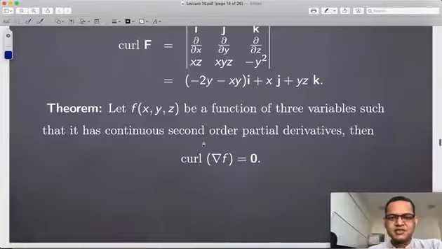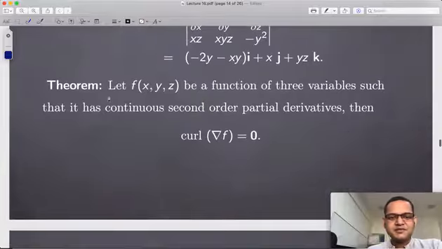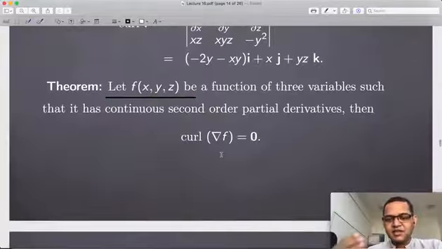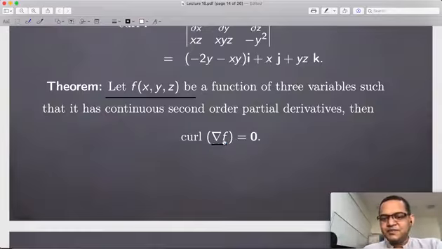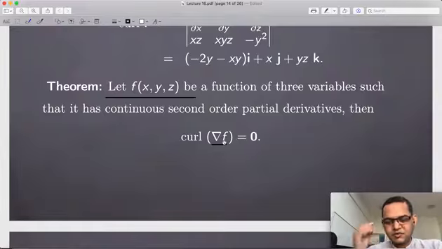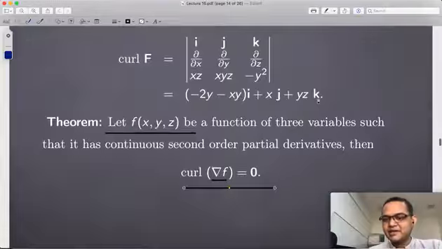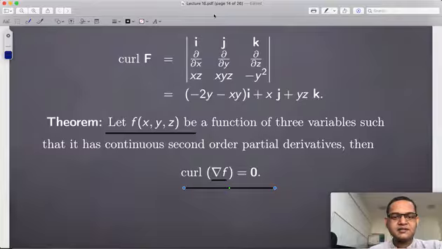This I will not read, and then there are some properties which are immediate from the definition. For example, if you have a vector field which is the gradient of a function, and you take the curl of that, then what you get is 0. Notice that this is a 0 vector. Curl gives you a vector quantity, so it acts on a vector field and gives you a vector.